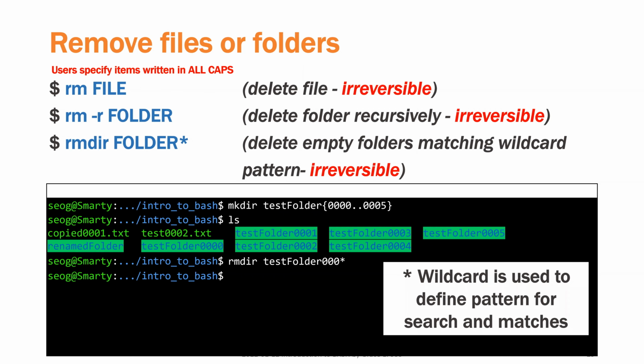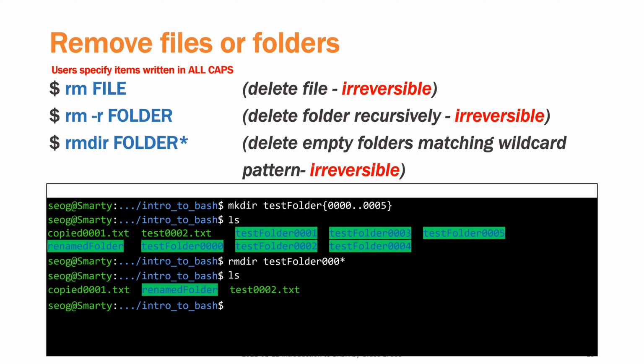rmdir only removes empty folders. So now after deleting the empty folders, we're back to having only 3 items in our current directory. Now we only have renamed folder left.